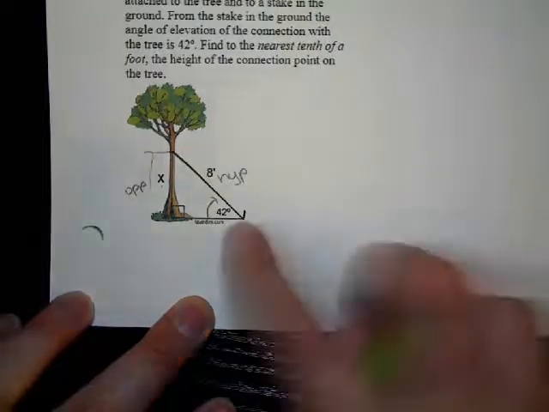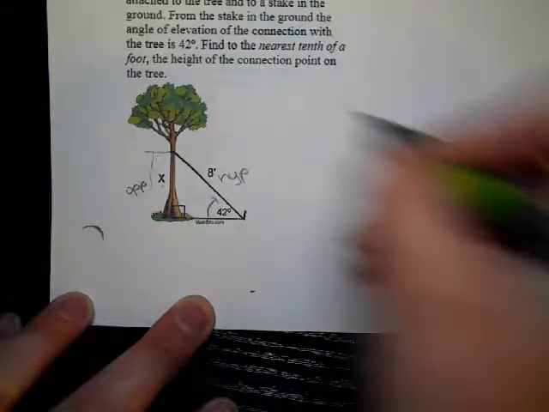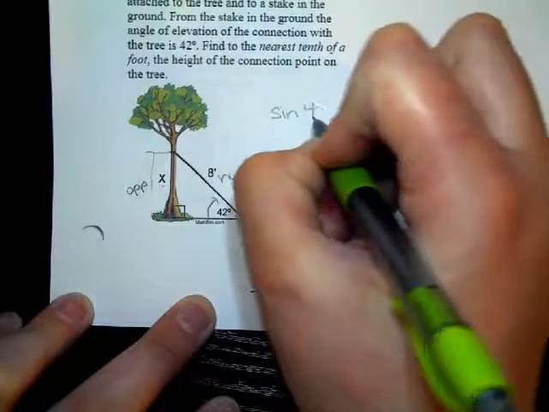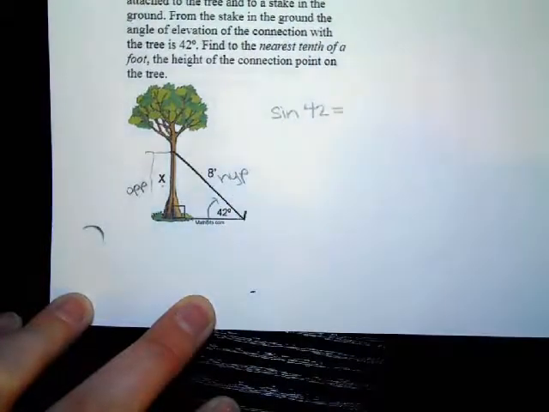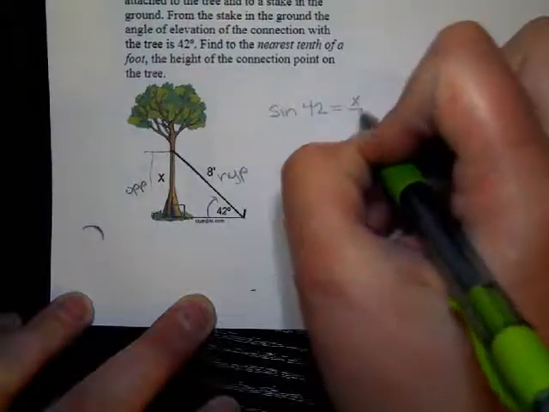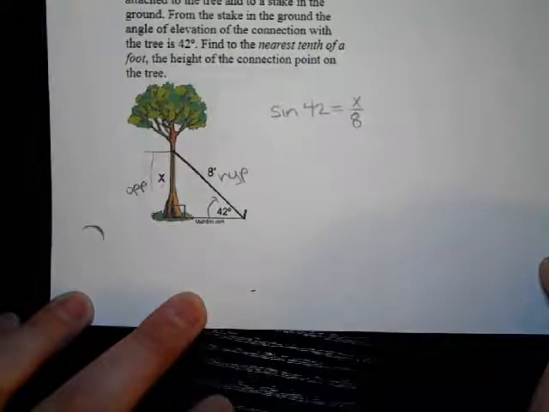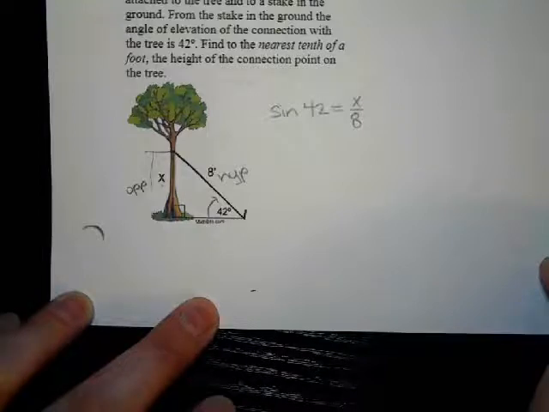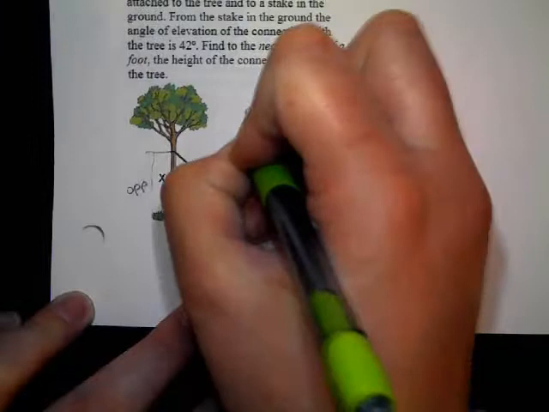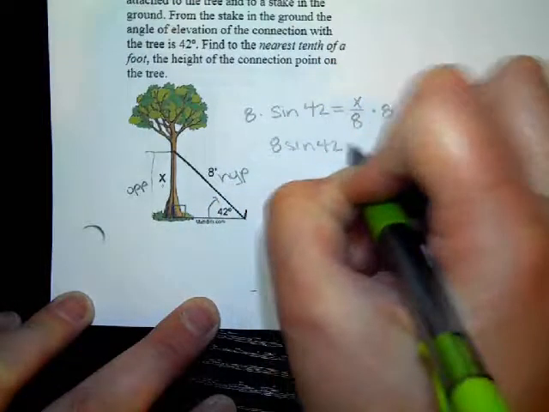And so which trig function are we using if we have opposite and hypotenuse? Sine. So we're going to say sine of 42 degrees equals what? X over 8, opposite over hypotenuse. And so what do we do to solve for x? Multiply by 8. So 8 sine 42 equals x.